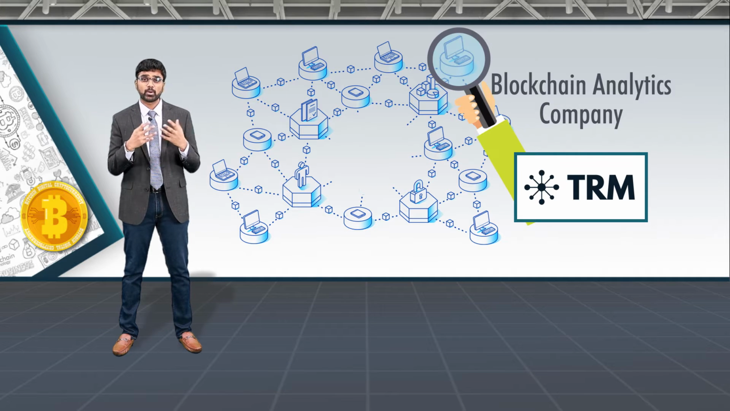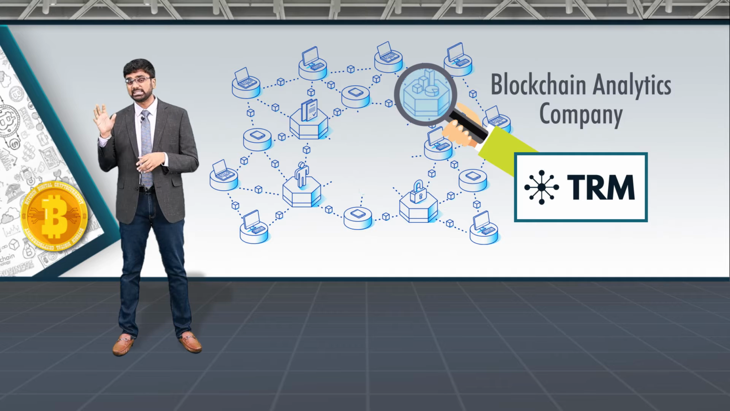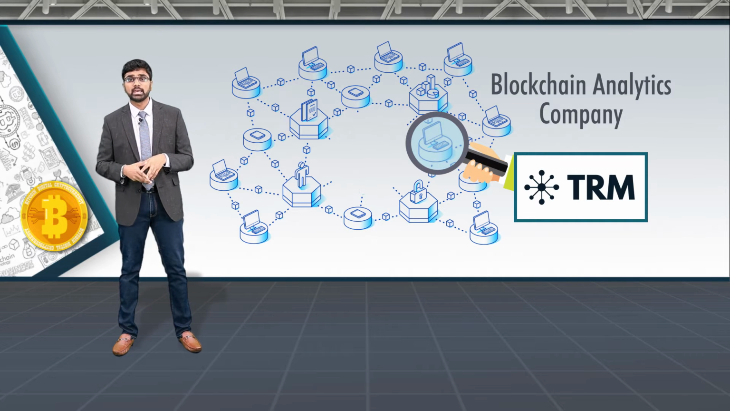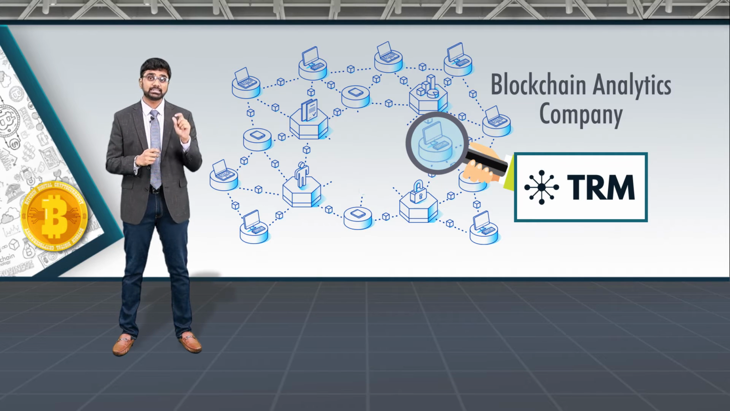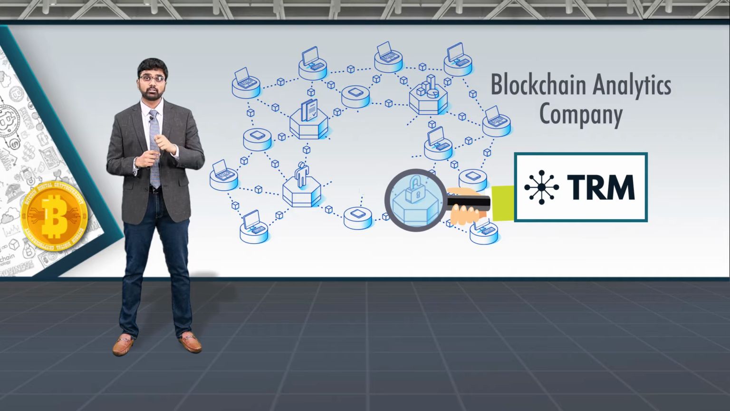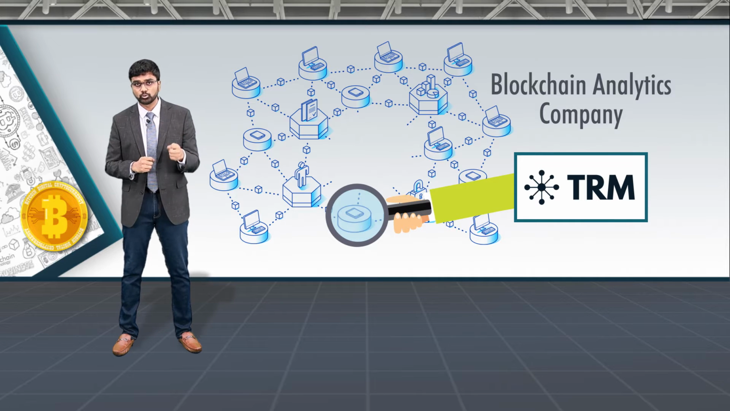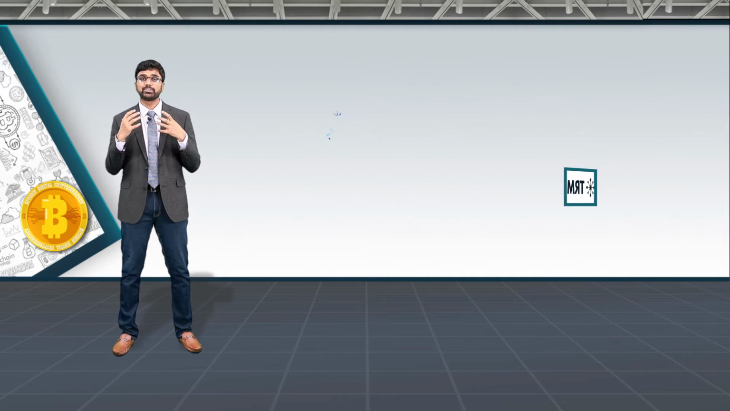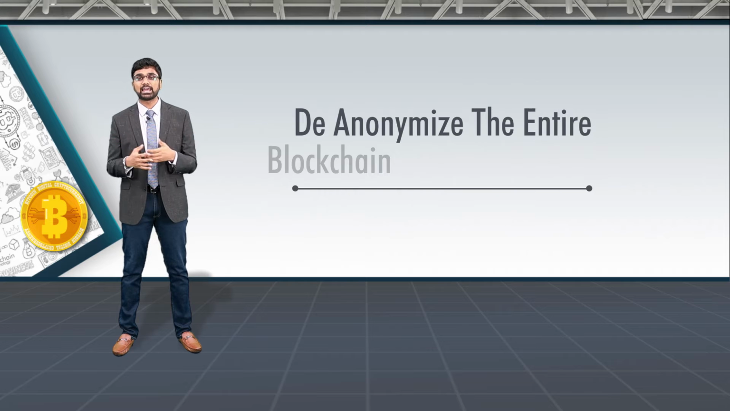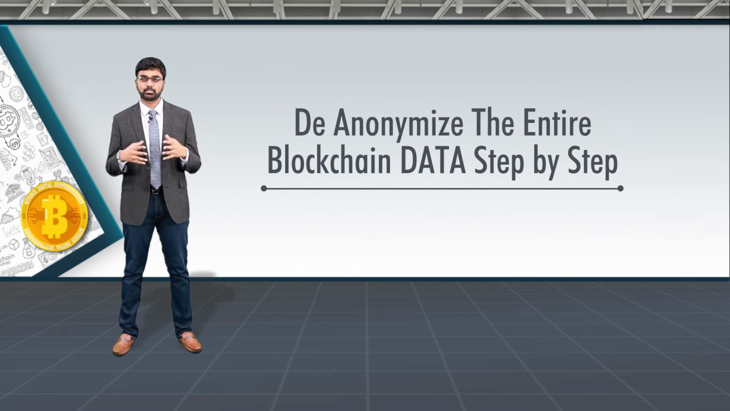We try to see where the money is coming from and where the money is going to, and then we try to link these addresses to find out which of them are doing fraud and which of them are doing financial crimes, etc. So we try to de-anonymize the entire blockchain data step by step.